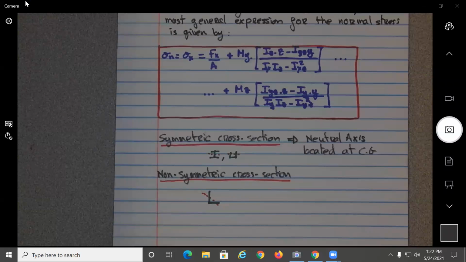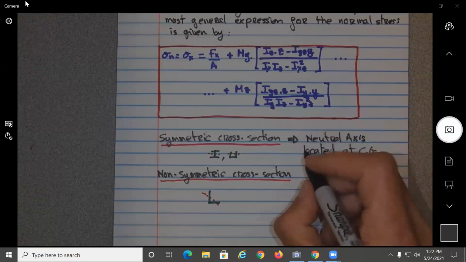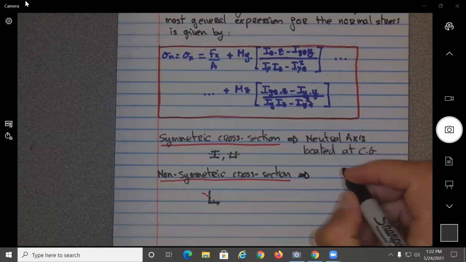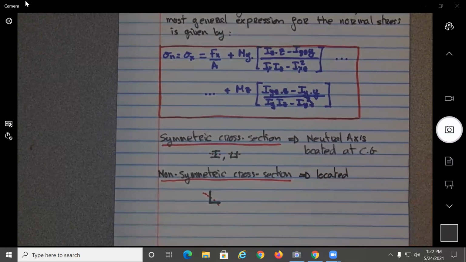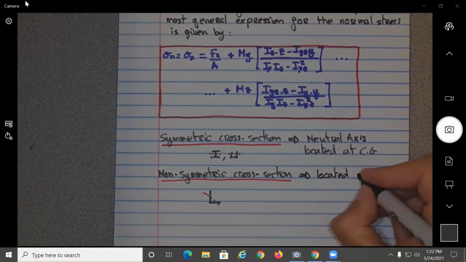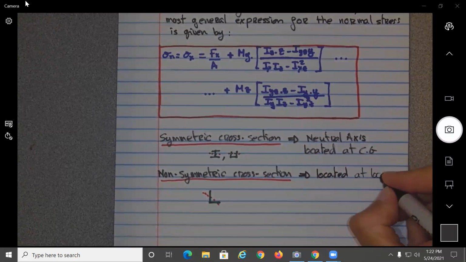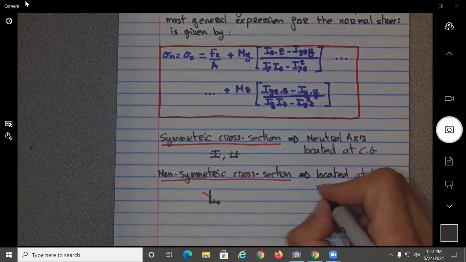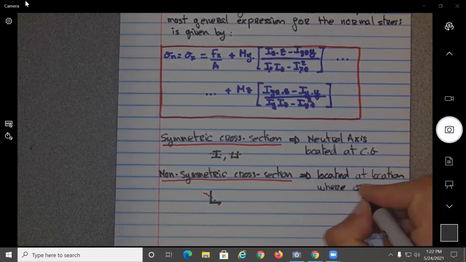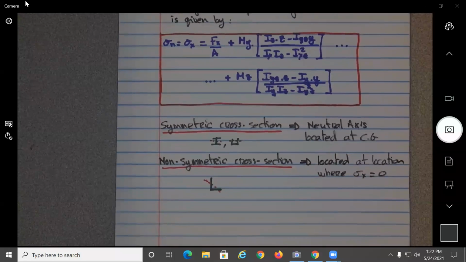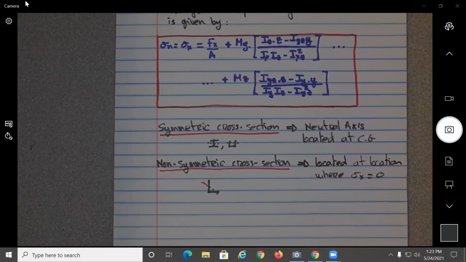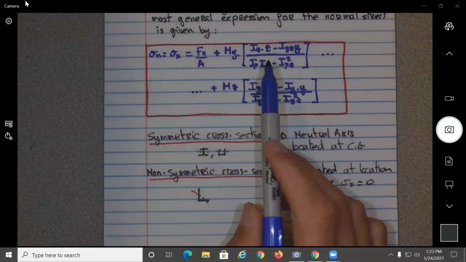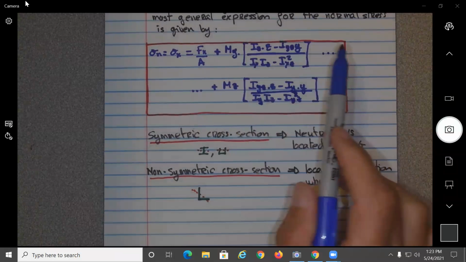But the procedure is always the same. For non-symmetric cross section, the procedure is going to be the same thing. What do you know about the neutral axis? Locate it at the location where the stresses are zero. So what does that mean? If the normal stresses are zero, that means that this expression here will be equal to zero.